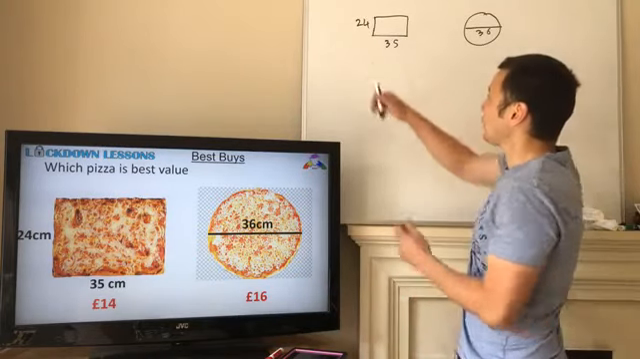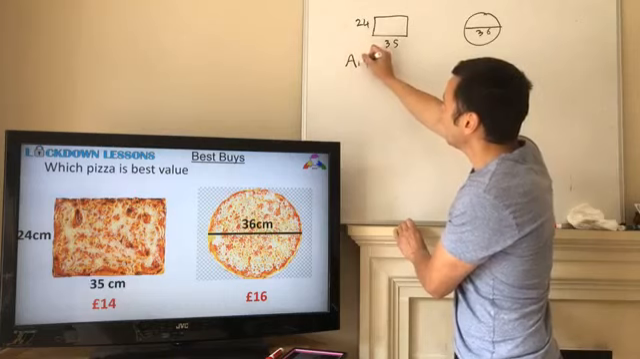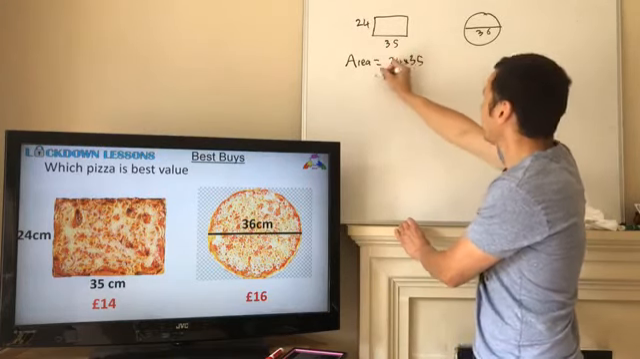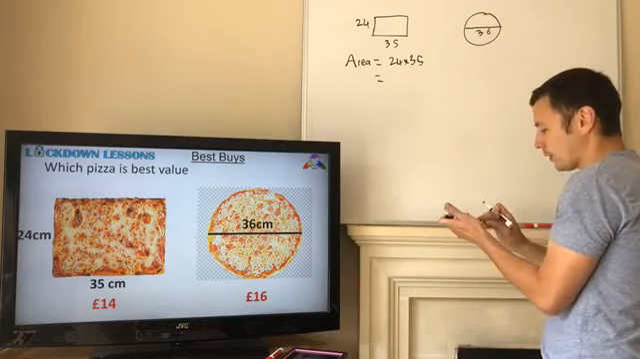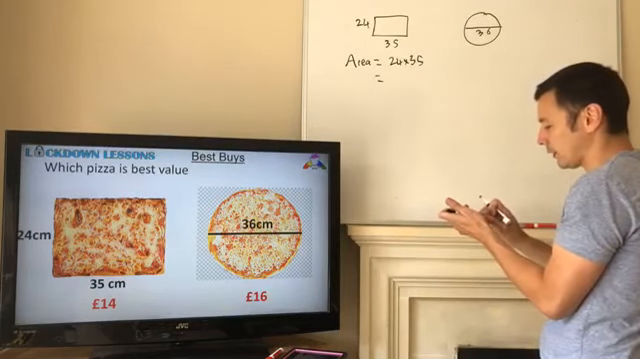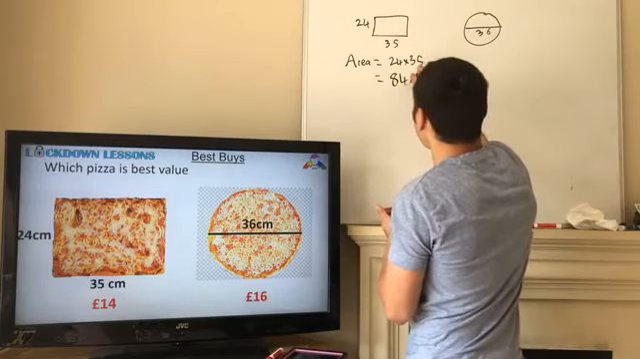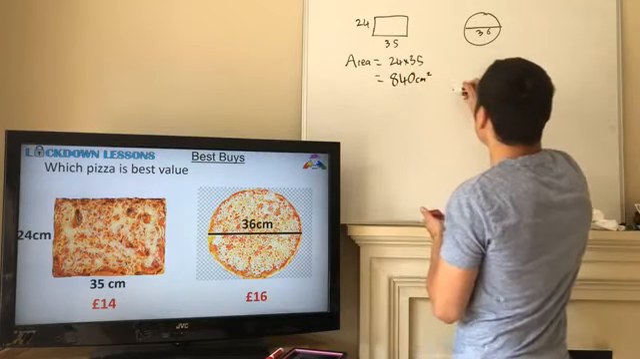So the area of this pizza, area equals 24 times 35. 24 times 35, again, no messing around, use a calculator. Gives me 840 centimetres squared of pizza.